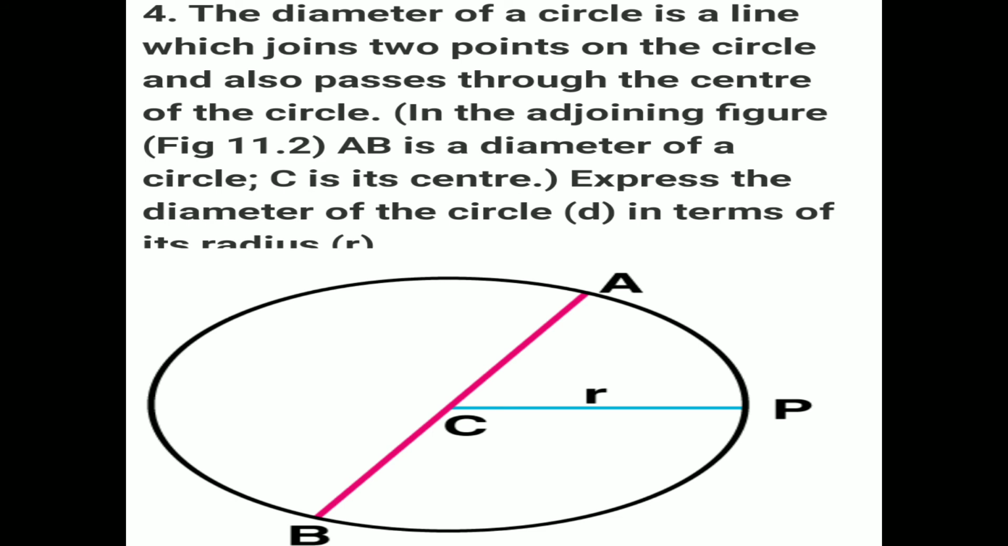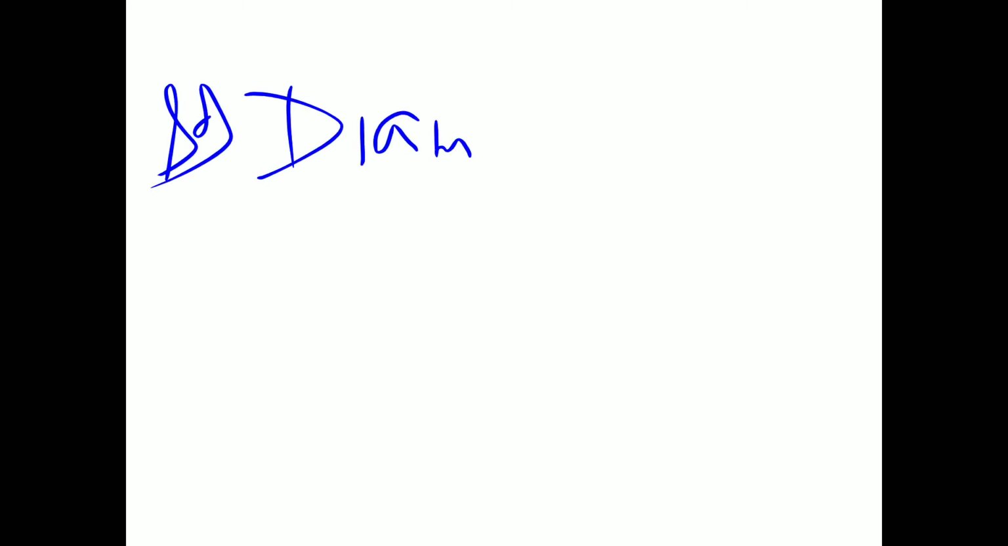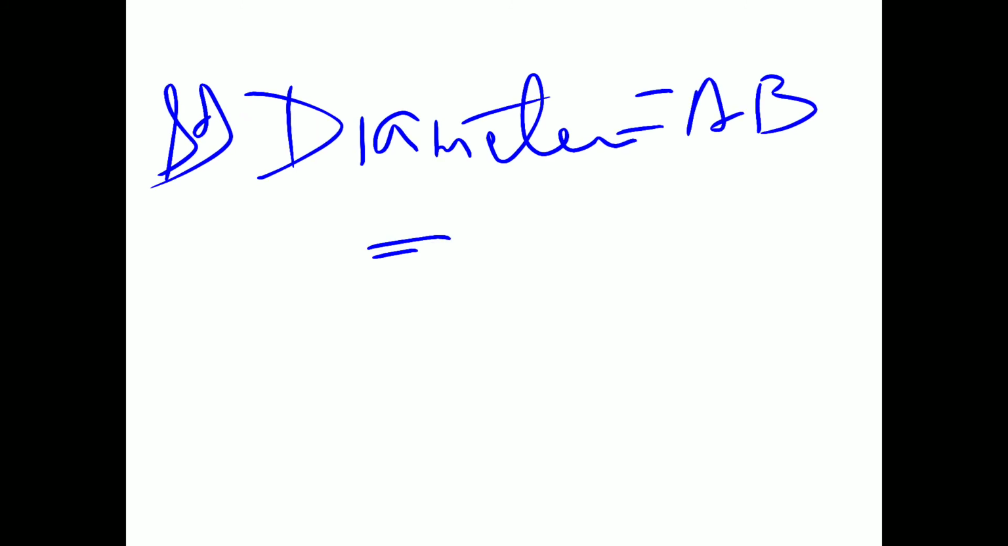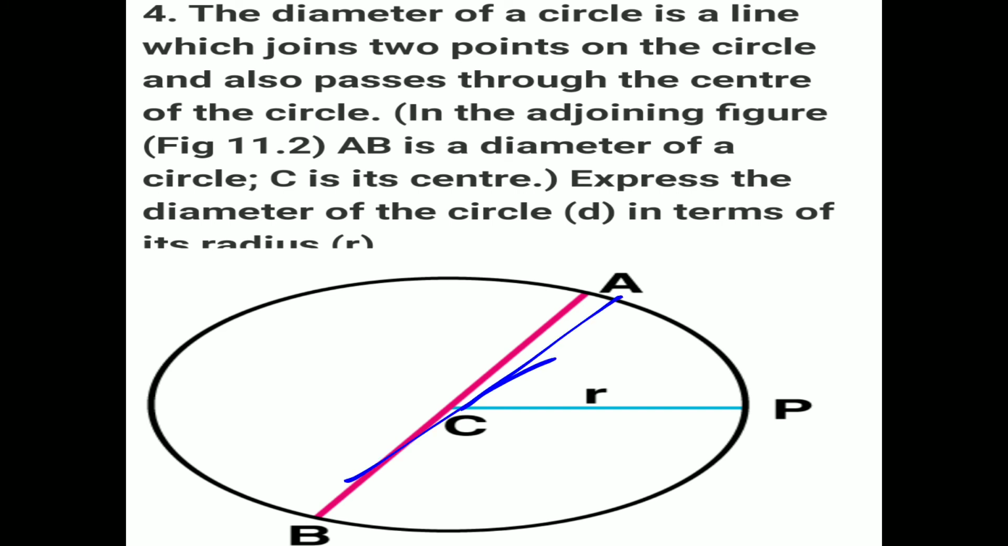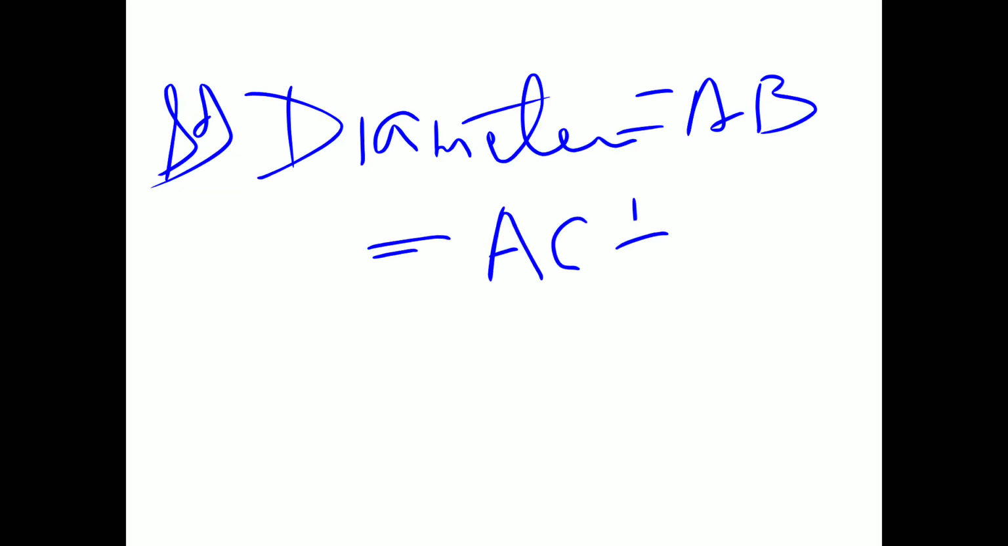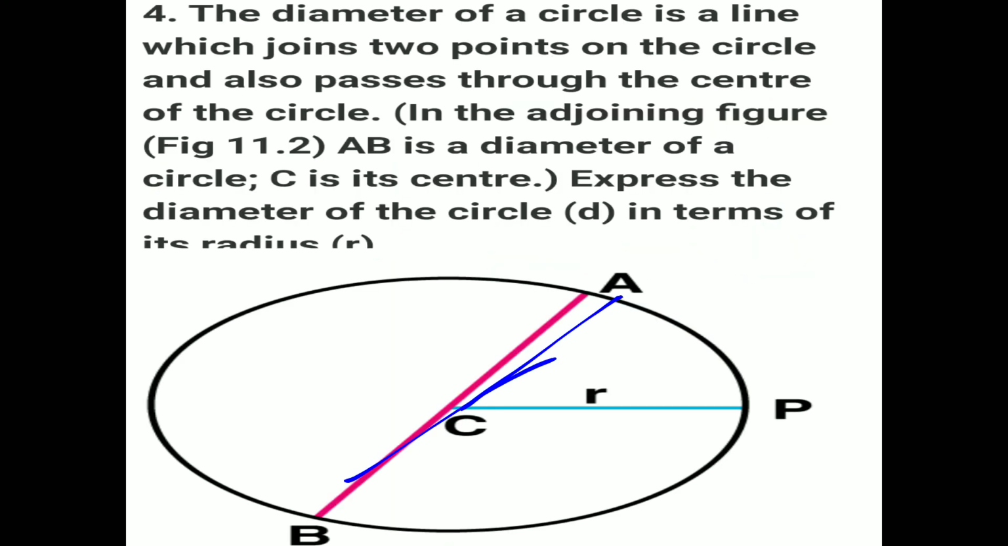Now we do question 4. They said the diameter of a circle is a line which joins 2 points on the circle, and it also passes through the center of the circle, like this. AB is the diameter. You have to express the diameter of a circle in terms of its radius. So how do you do it? Clear? So see, your diameter is AB. Now how is this AB made? AB is made with AC plus CB.